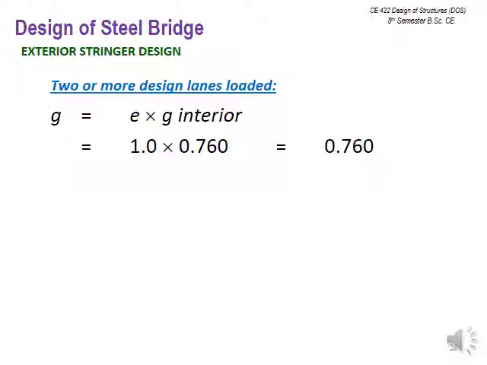For 2 or more design lanes loaded, E needs to be multiplied with the G of the interior. Okay, for 2 or more design lane loads. So go back and take this value from the interior stringer design, the lateral live load distribution factor. That will be for the G interior stringer, for 2 or more design lanes loaded. So it needs to be multiplied with the E that you have already calculated. It's 1, and you are getting 0.760.